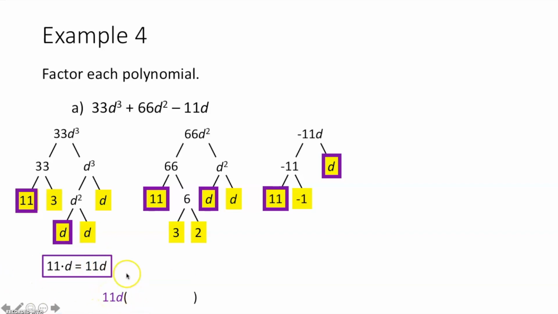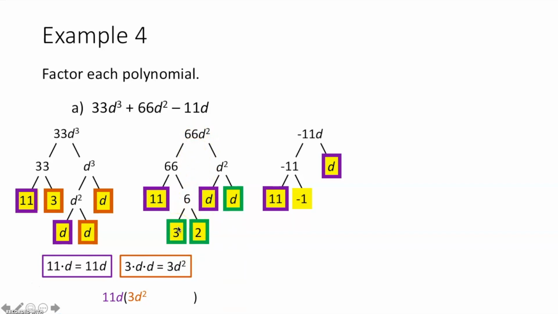What goes inside? Well, we break it up by each term. So first term, what's left? What factors are left? That's a 3, a d, and a d. So what's 3 times d times d? That's 3d squared. So that goes first in the parentheses. The next term, what's left? 3, 2, and d. So what's 3 times 2 times d? That's 6d. So since it's positive, we write 3d squared plus 6d.